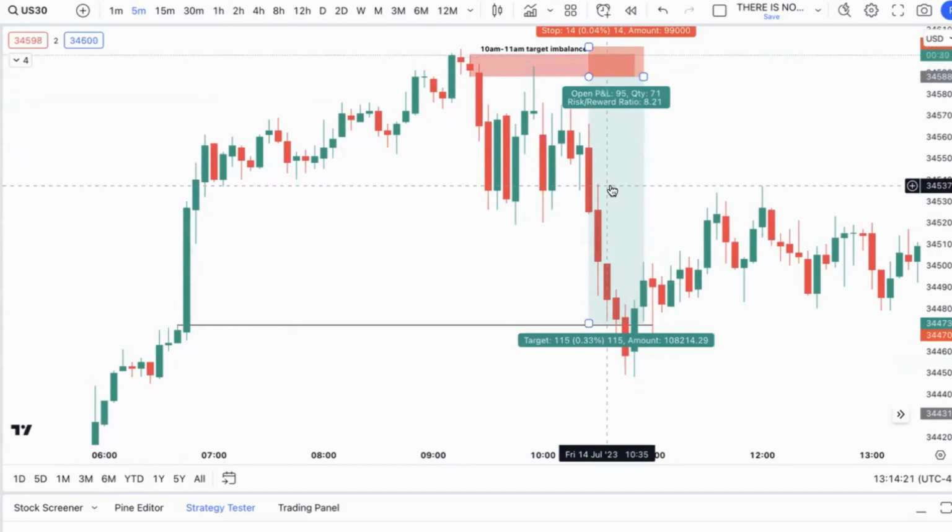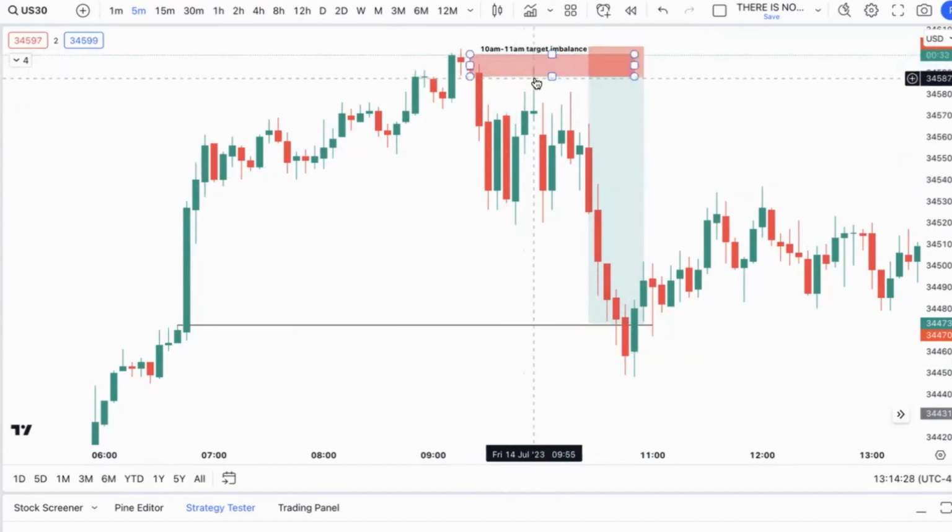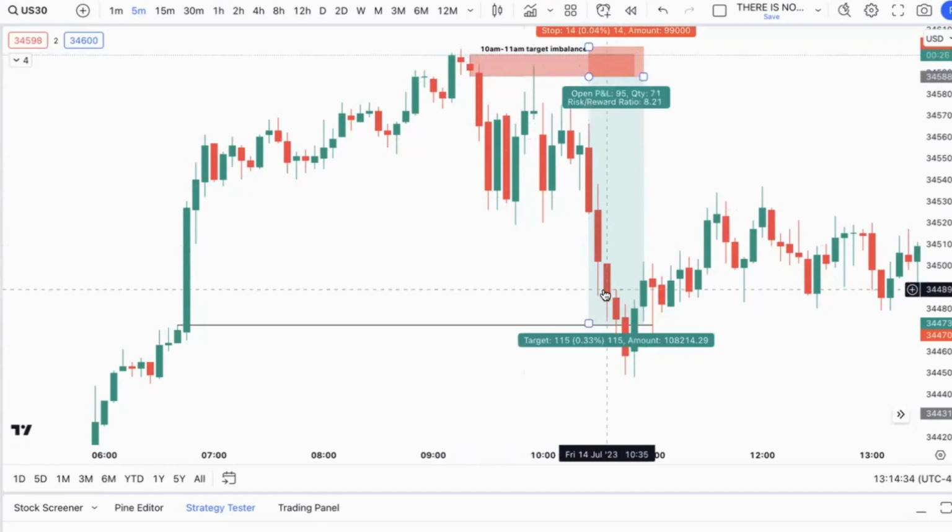I did also notice this imbalance here. And then I did come back into the market when my alarm went off. I think it was around 9:55. I was not on the charts before 9:55 when my alarm went off, and I did successfully take the trade.